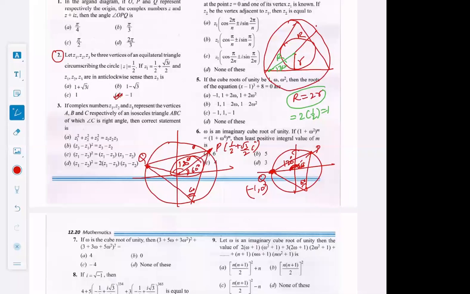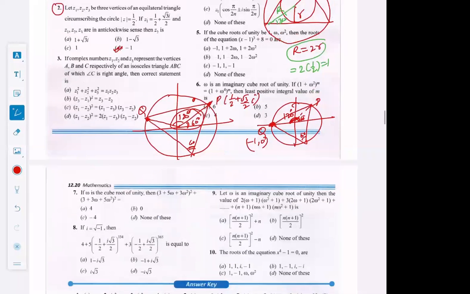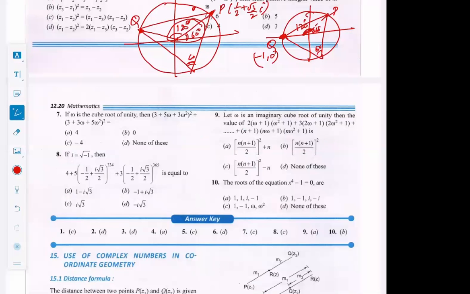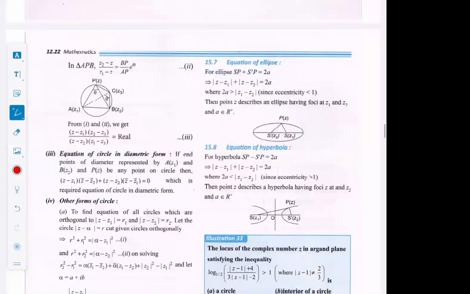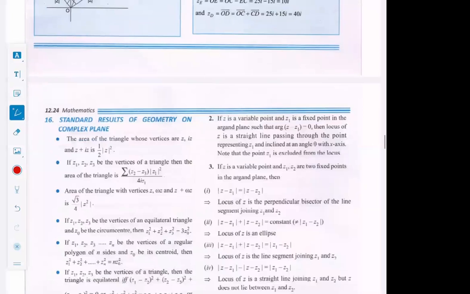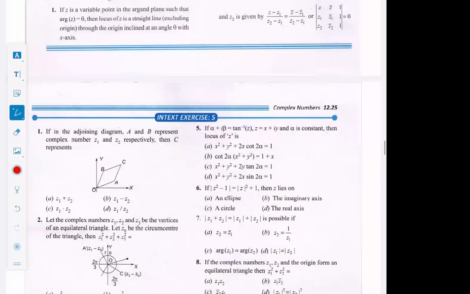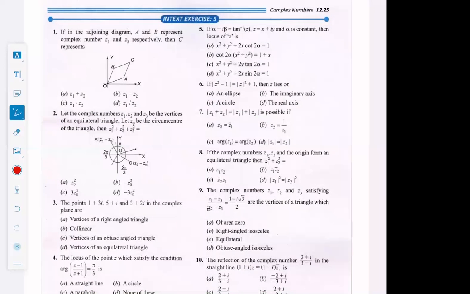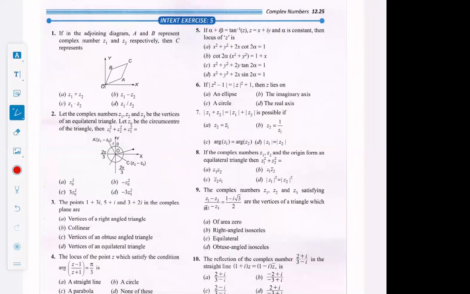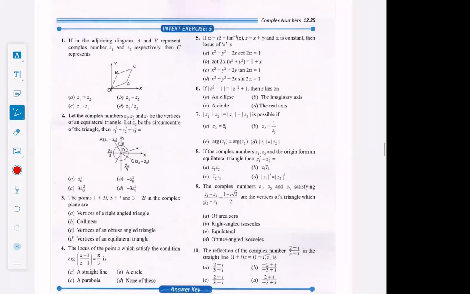Any other doubt? Okay. Have you tried in-text exercise 5? Have you tried this exercise? No. So I am marking some of the questions. You may try them.